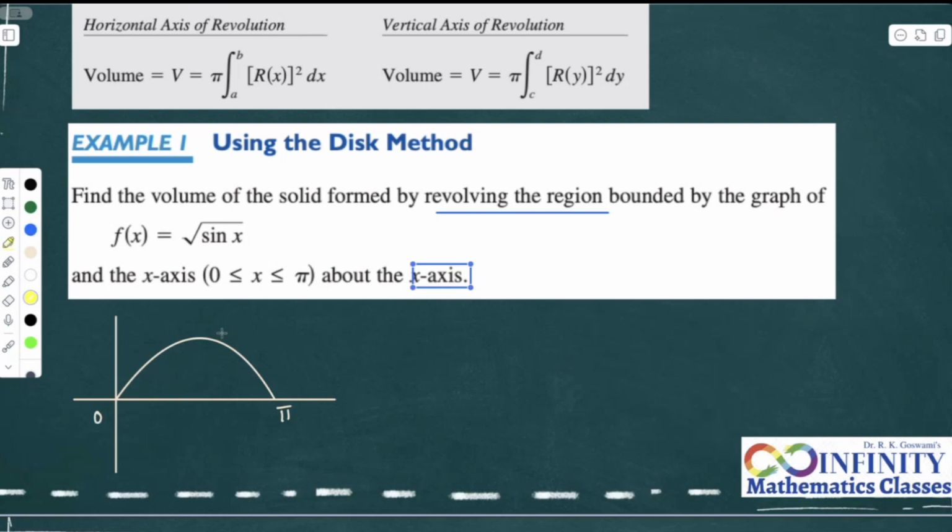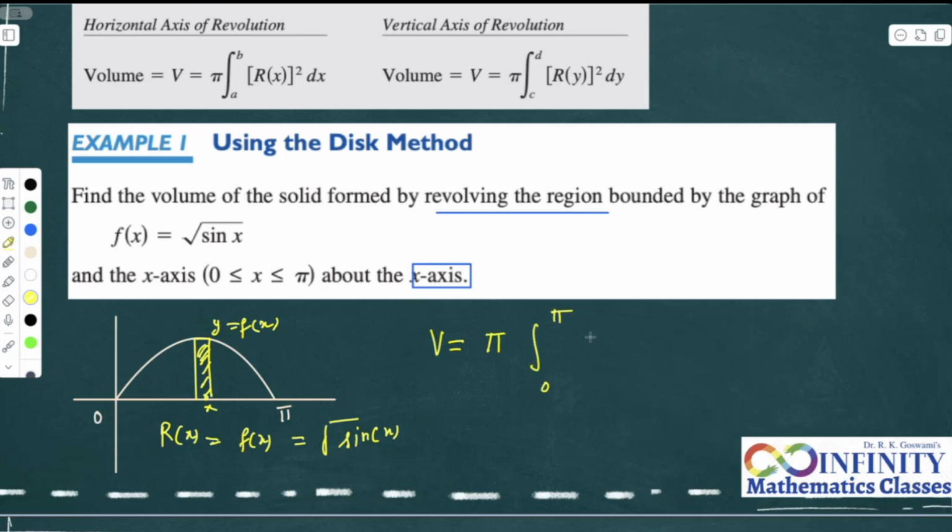So for the first formula, this is my y equals f(x). At any moment, I will be using a strip, which helps me in finding the R(x) there. If I ask you what is your R(x) for any point x there, the height is going to be your R(x). What is the height? It is going to be square root of sine x there. So tell me about the volume. Volume is going to be pi, which is a constant. Keep it outside the sign of integration.